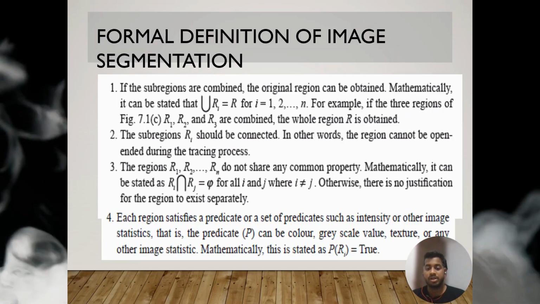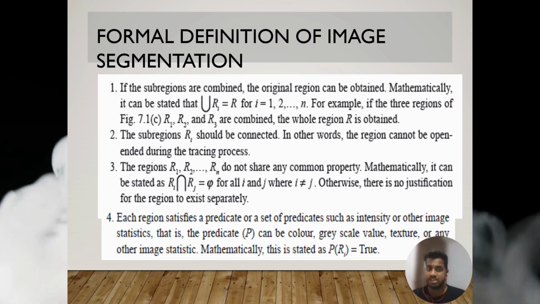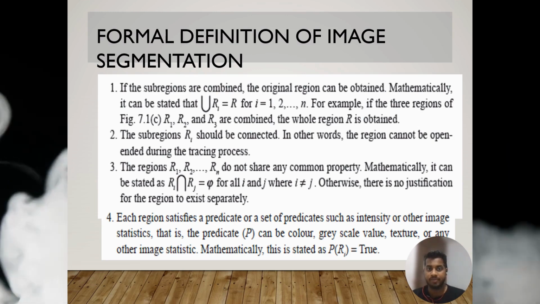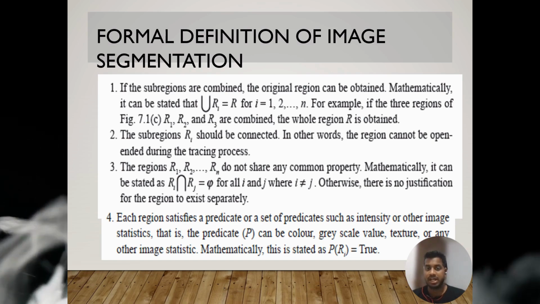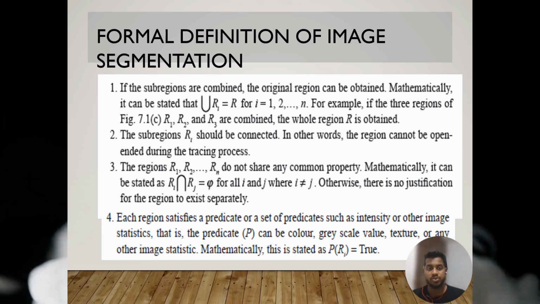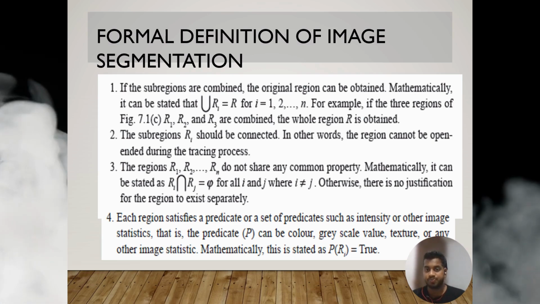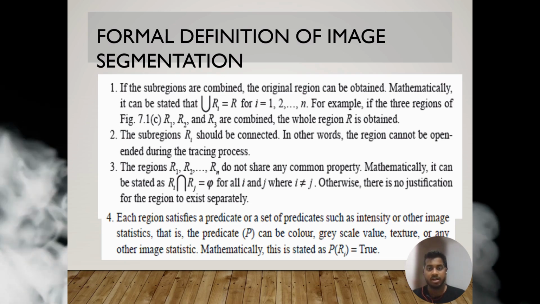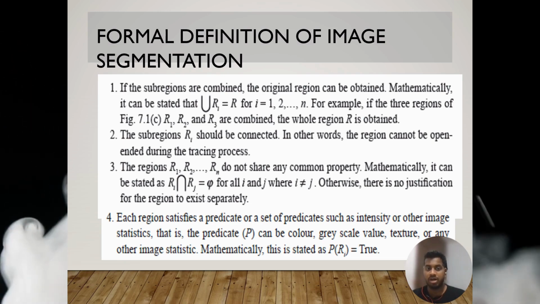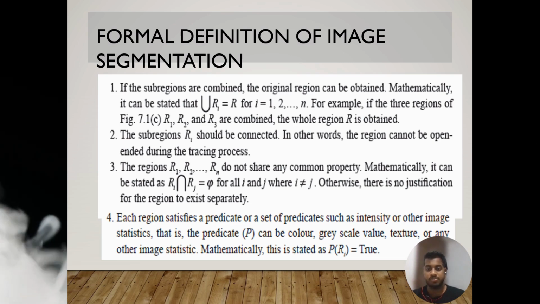So now we'll come to the formal definition of image segmentation. If the subregions are combined, the original region can be obtained. Mathematically, it can be stated that the union of Ri is equal to R for i equal to 1 to N. For example, if the three regions R1, R2 and R3 are combined, the whole region R is obtained.